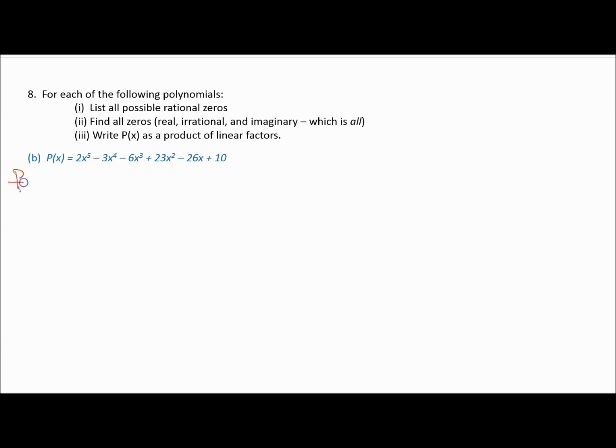So P over Q. Now P is all the factors of the constant. So we're talking plus or minus 1, 2 divides into 10. The next number that divides evenly into 10 is 5. And then 10 is the last number that divides evenly into 10. Divided by all the factors of the leading coefficient. So plus or minus 1 divides into 2. And plus or minus 2 divides into 2. That's going to give me a list.